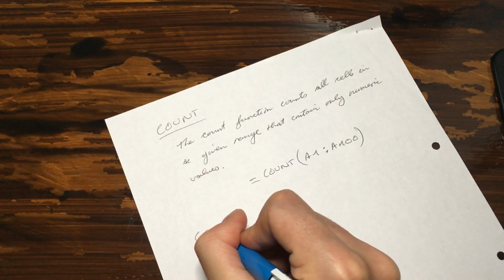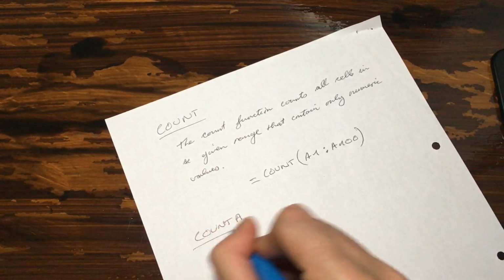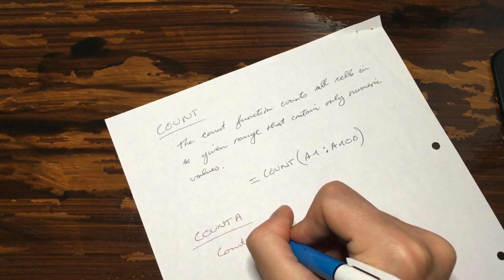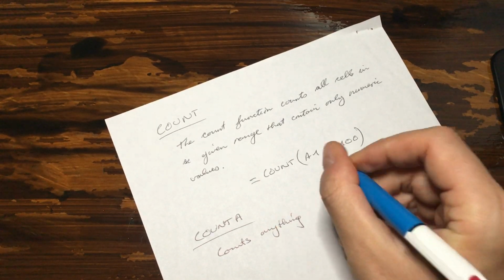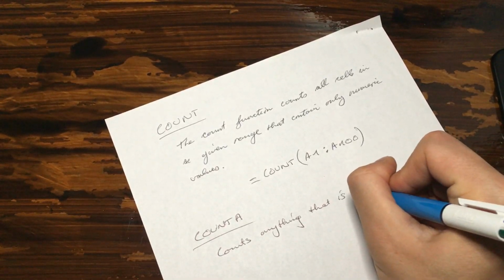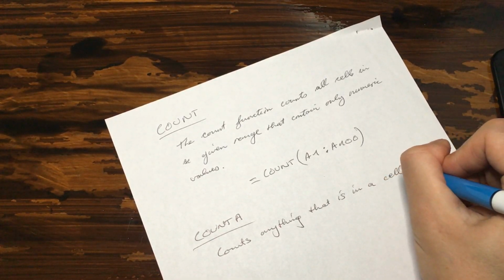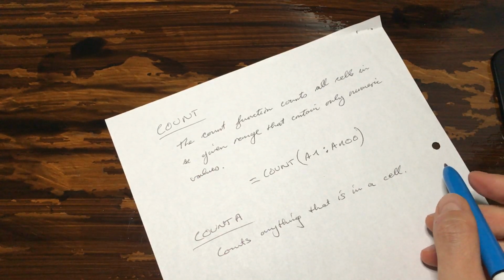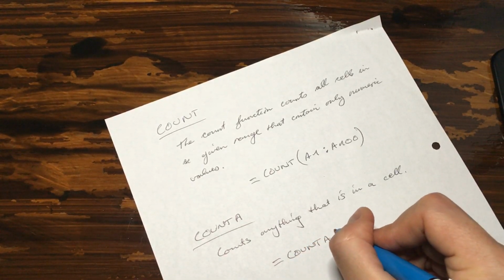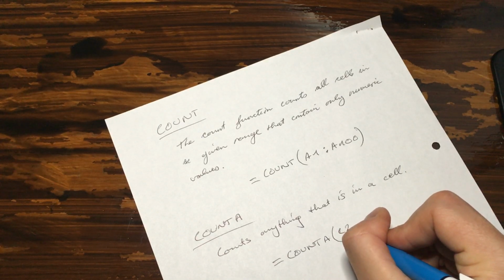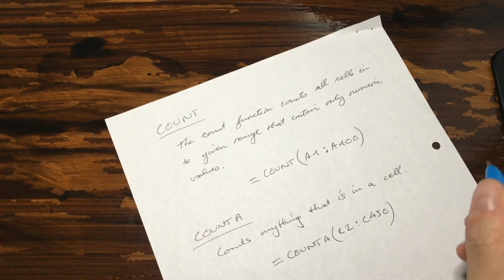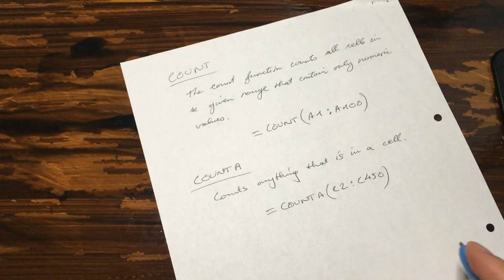You can think of that as like that. So we'll just take a quick note of COUNTA, and we'll just say it counts anything that is in a cell. Okay, right, so simple example again, COUNTA, C2 to C450 as an example. So that's COUNTA.